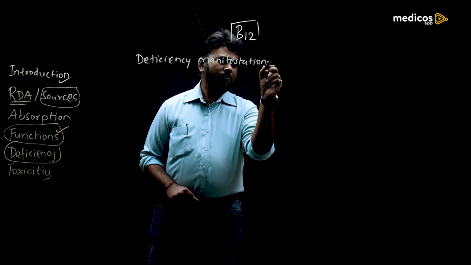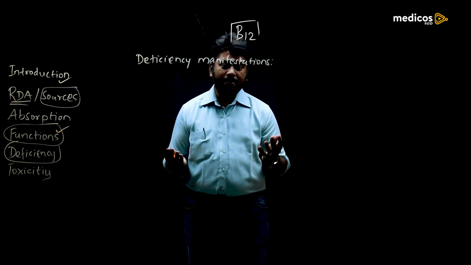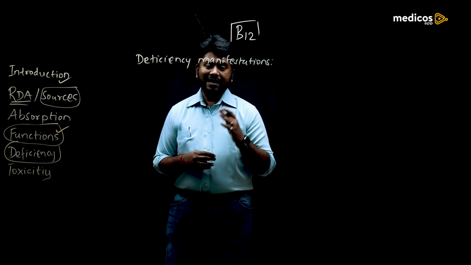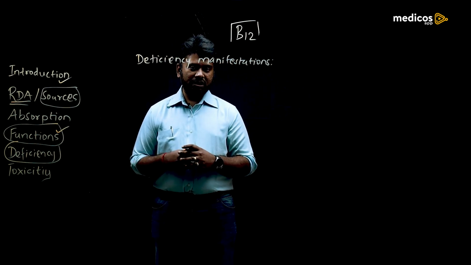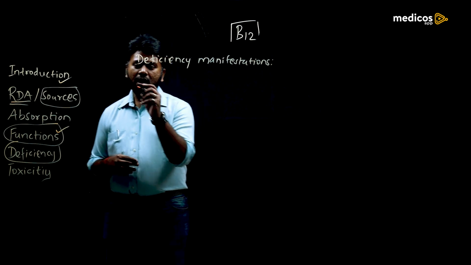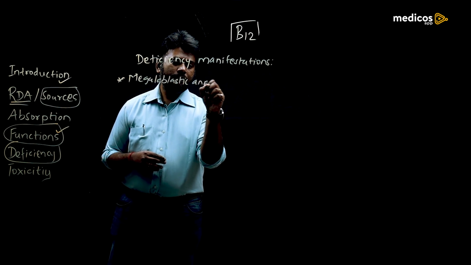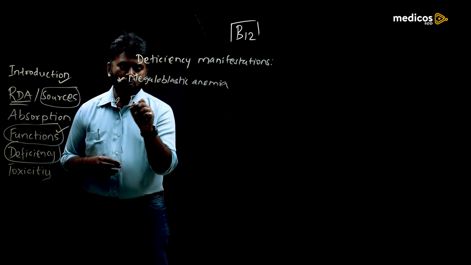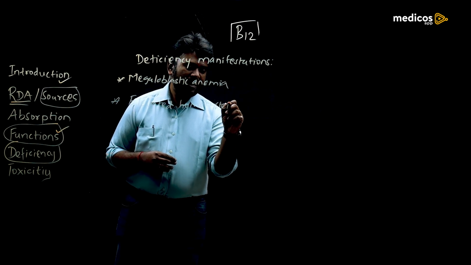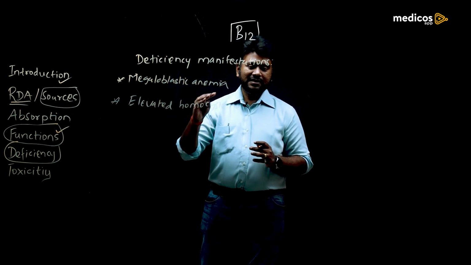So we all know that vitamin B12 is required for relieving the folate trap. So if B12 is deficient, what will happen? The folic acid will be trapped as methyl tetrahydrofolate and it can lead to folic acid deficiency. So in B12 deficiency, you will be getting all the manifestations which you will see in folic acid deficiency, like megaloblastic anemia, elevated homocysteine levels, increased risk of cancer, etc. Okay, so like folic acid deficiency, here also you will be getting the similar features.